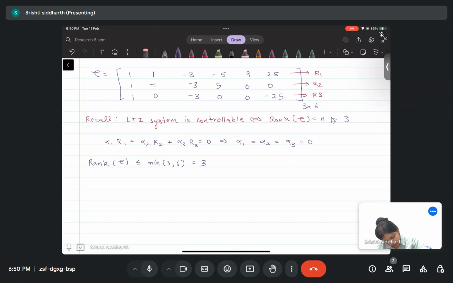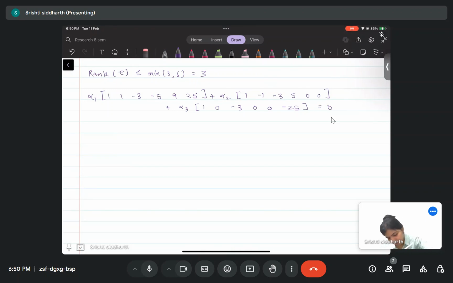So we would have alpha 1, 1, 1, minus 3, 925 plus... alright, so we'll have a lot of equations. Let's see. First one is going to be alpha 1 plus alpha 2 plus alpha 3 is going to be 0. Let's see where alpha 2 is going to be 0 here. So alpha 3 is 0. Alright, so this implies that alpha 1 is 0.